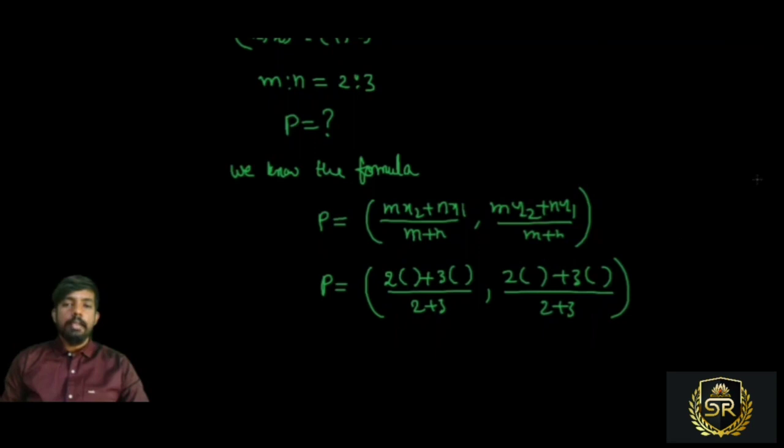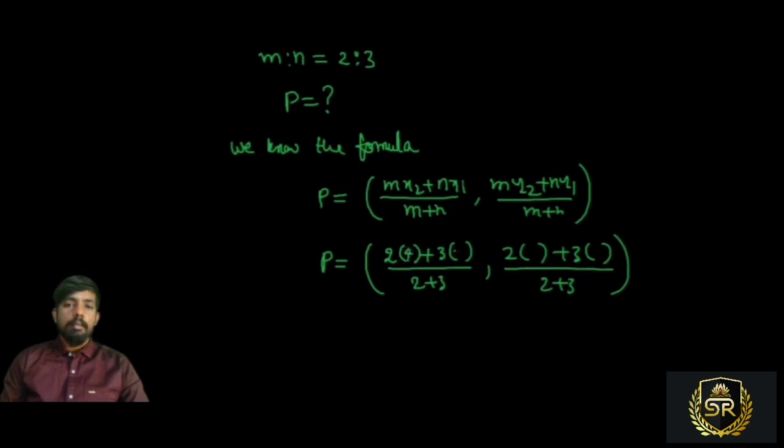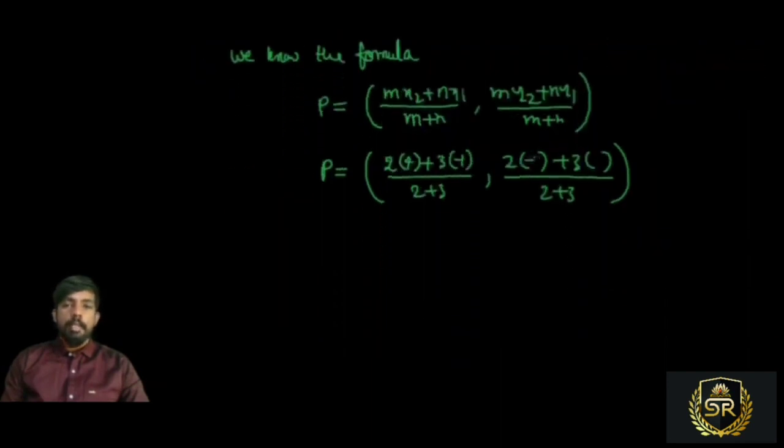Here x2 is 4, x1 is minus 1. Next y2 is minus 3, y1 is 7. So the point is 2 4s are 8 minus 3 by 3 plus 2, 5, comma 2 3s are minus 6 plus 3 7s are 21 by 5.